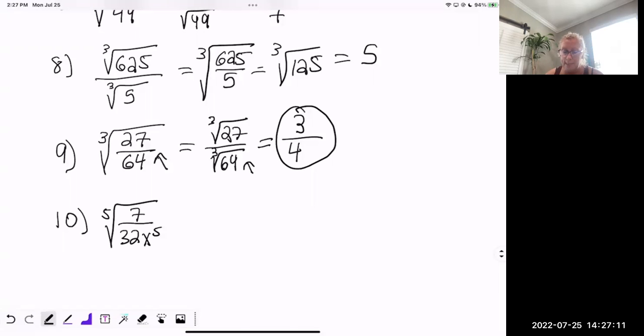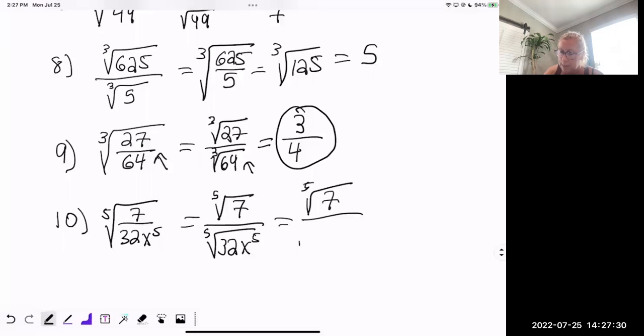I can't simplify the inside, it's already simplified, but I'm going to break it into 2. And by the way, sometimes you can break it into 2 and realize you can't do anything. That's very possible too. 32 x to the 5th. Well, just to show you what I'm thinking in my head, I'm going to break this one down into 2. Again, you don't have to, but I want to show you what I'm thinking.